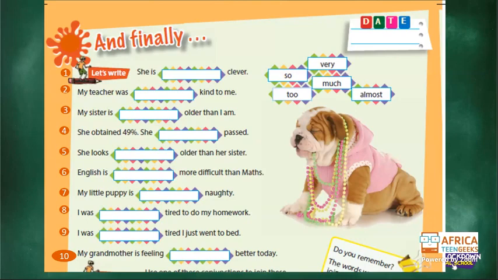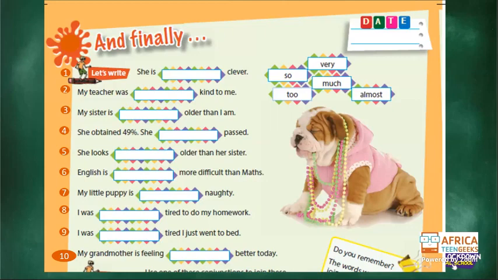Good. Number 2, My teacher was too kind to me. Okay, you could say so kind, you could say too kind, you could say very kind, good. Number 3, My sister is almost older than I am. Or you could say much older, okay, good. Number 4, She obtained 49%. She almost passed. Good, good.